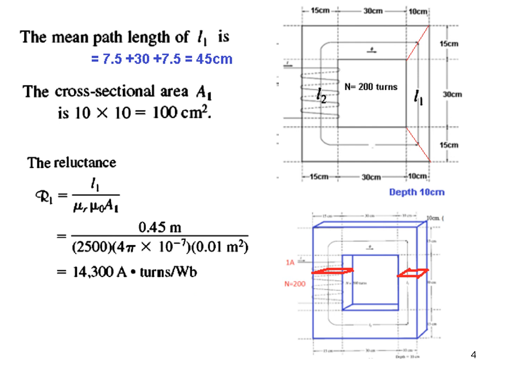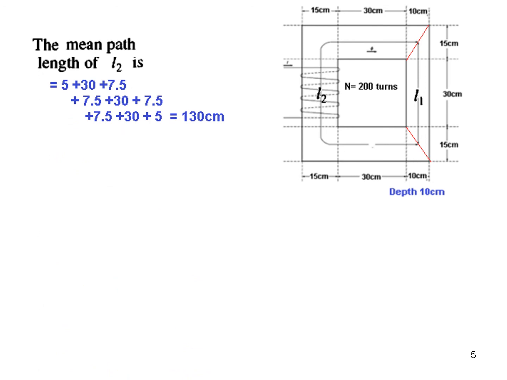Now we will work for R2. For R2, first of all we need to find this length L2. And L2 we can start from here. So it is 5, half of 10. 5 plus 30 plus half of 15, 7.5. Then we go down, half of 15, 7.5, 30, 7.5. Then we move right, 7.5, 30, and half of 10 is 5. So 7.5, 30, and 5, that gives 130 centimeter as the length L2.